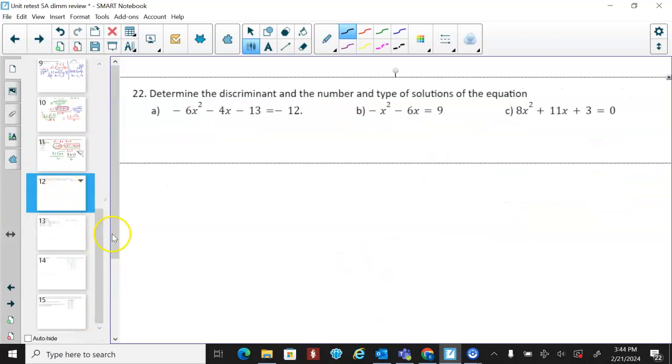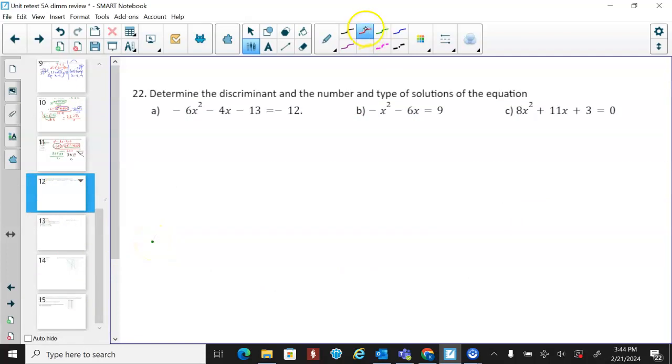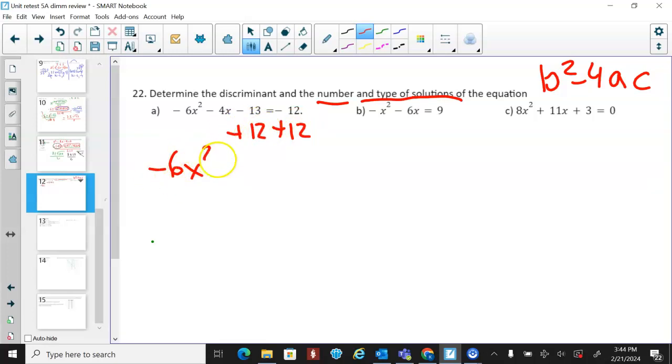All right, now we're calculating a discriminant. Just remember that the formula for the discriminant is b squared minus 4 times a times c, which is underneath the radical of the quadratic formula. Now we also are asked to give how many and what type of solutions. Okay, the number and type of solution. Okay. So the first one, we have to move the 12 to the left first because you want to make sure it's equal to 0 before you do anything. So you get negative 6x squared minus 4x minus 1 equals 0.